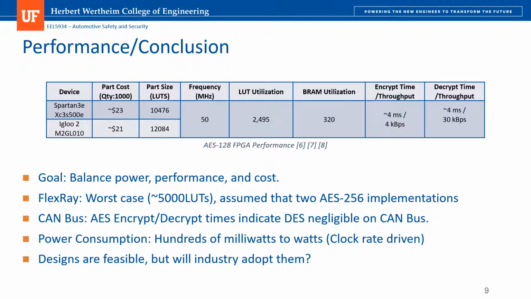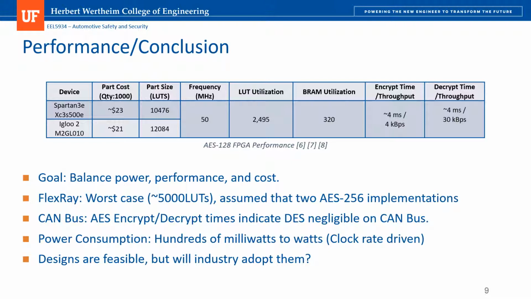So this is a summary of data from my research and from some references noted here in 6, 7, and 8. The trade-offs are between a Spartan 3E and the one that I chose, which was a Microsemi IGLOO2 flash-based FPGA, both comparable in size. The AES-128 algorithm fit within 2400 LUTs and 320 VRAMs.